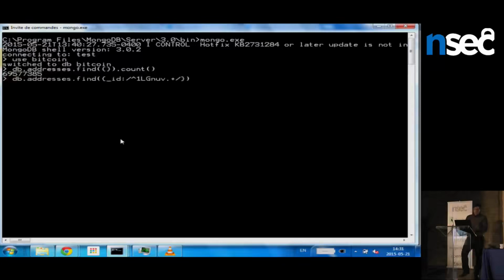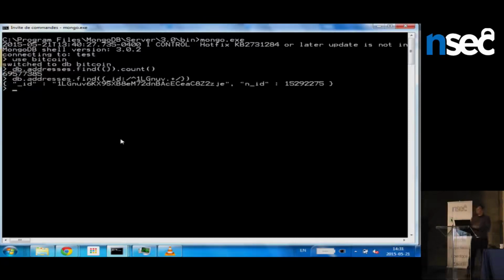Basically, the address starts with 1LGNUV something something something. Oh yeah, nice, we found an address. That's really interesting. I crawled this address and it's associated with a node ID. I want to know if, for example, this bad person has other addresses that he's using. We'll see. So basically, I'll try to get the node ID, and I will tell it: get me all the addresses of this node ID.